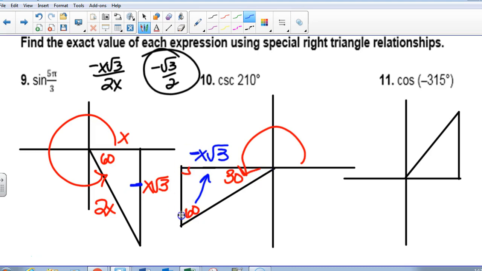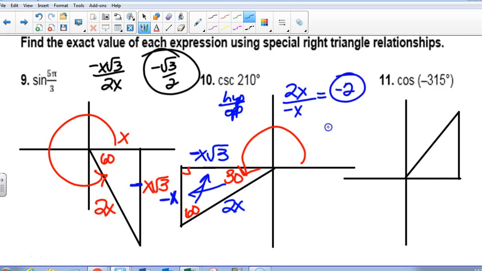Okay, what about this guy? This is the short leg. He's across from the 30, so he should just be x, and it should be negative. Yes, good job. This is 2x, and it's a hypotenuse. The hypotenuse is always positive. All right, cosecant is hypotenuse over what? Opposite. So hypotenuse is 2x over opposite, which is negative x, so that is negative 2.